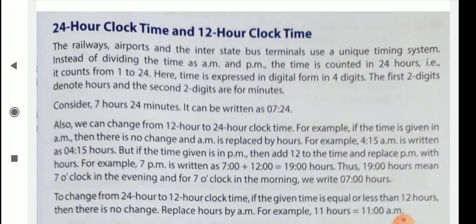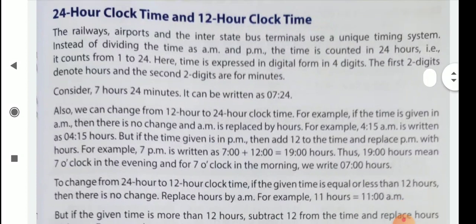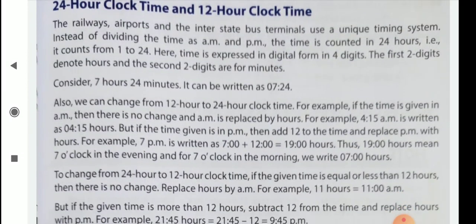Children, you know, whatever you see in your home, that is a 12-hour clock. Okay, but in the railway station, airport, interstate bus terminals use a unique timing system. Instead of dividing the time as AM and PM, the time is counted in 24 hours. That is, it counts from 1 to 24. Here time is expressed in digital form in 4 digits. The first 2 digits denote hours and the second 2 digits are for minutes.